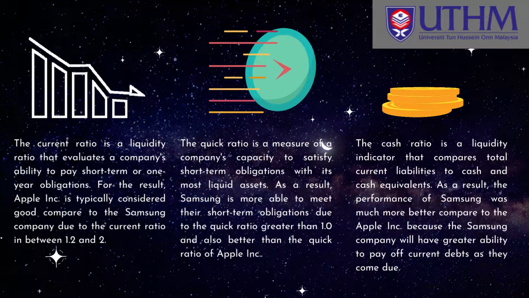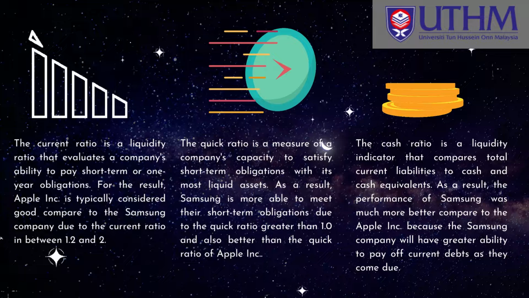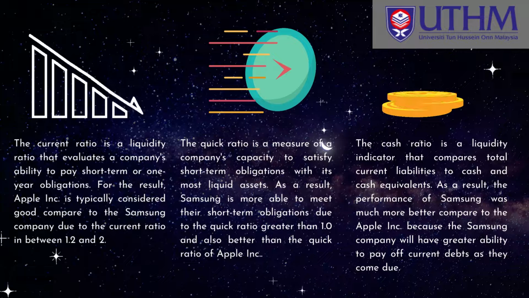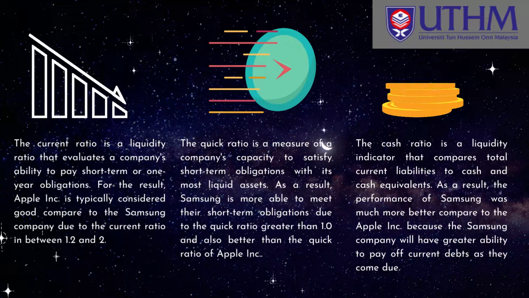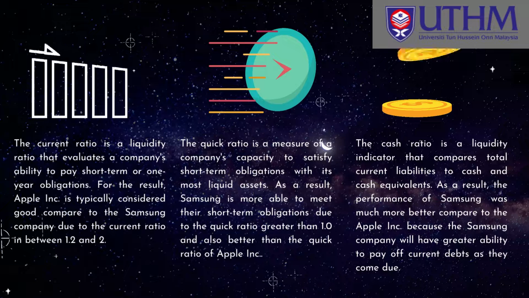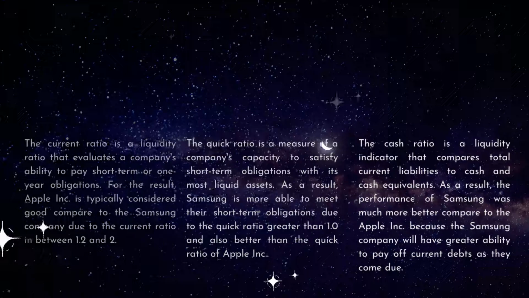The cash ratio is a liquidity indicator that compares total current liabilities to cash and cash equivalents. As a result, the performance of Samsung was much better compared to Apple Incorporated because Samsung will have greater ability to pay off current debts as they come due.